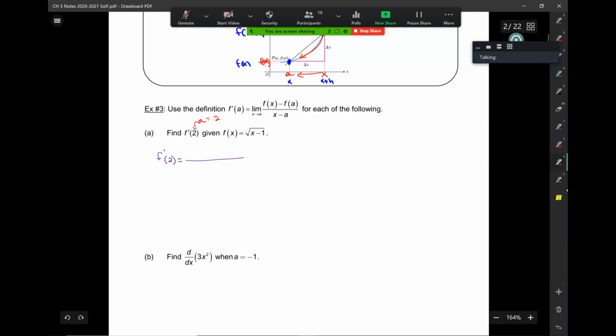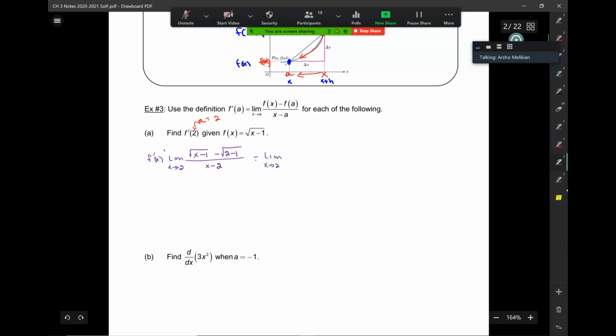It is equal to f of x, well, that's f of x, minus f of a. F of a is root 2 minus 1, over x minus a, which is x minus 2. Where's my limit? Because that's just a secant line. x approaches 2. All right, so that now will be the limit.